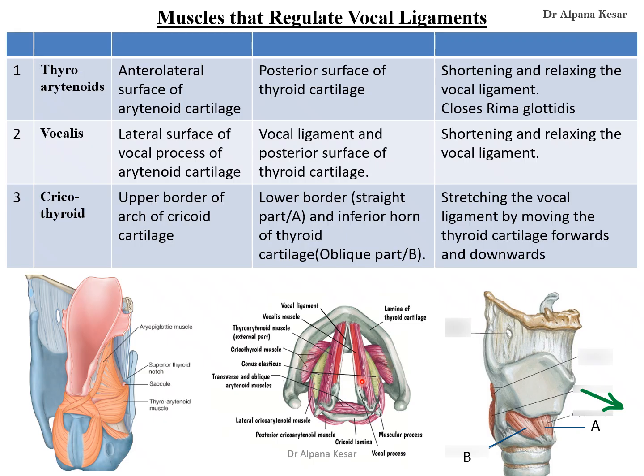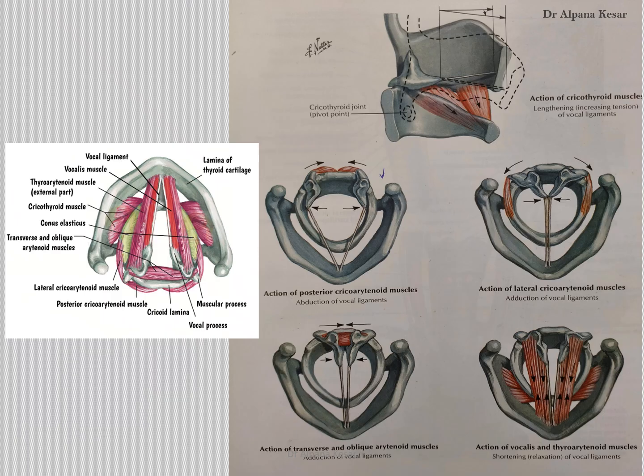So, the muscles that regulate the vocal ligaments are thyroarytenoids and vocalis muscles, which help in reducing the tension in the vocal cords, and cricothyroid muscle, which helps in increasing the tension in the vocal cords. These diagrams summarize the action of the muscles of larynx.